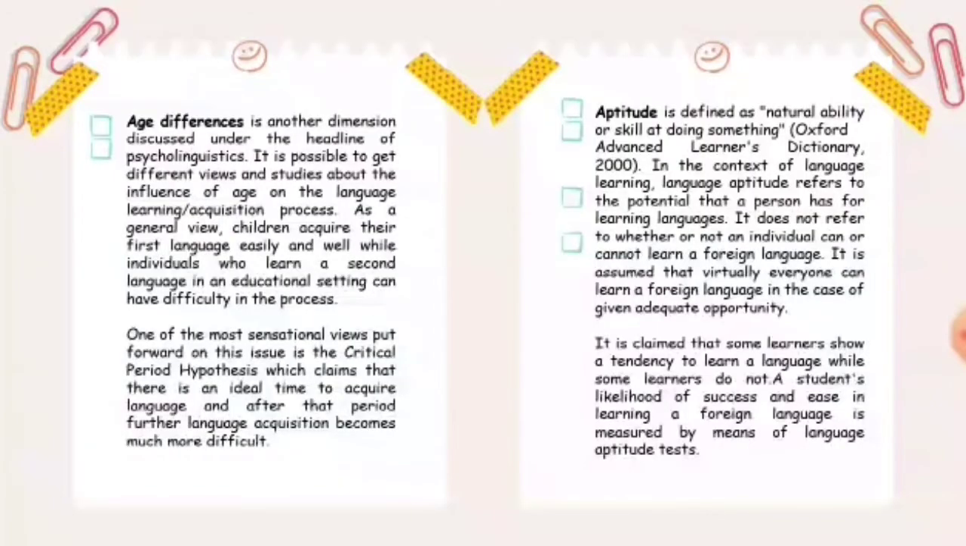So next is age differences, another dimension discussed under the heading of psycholinguistics. It is possible to get different views and studies about the influence of age on the language learning acquisition process. So the next is aptitude, which is defined as natural ability or skill at doing something. So in the context of language learning, language aptitude refers to the potential that a person has for learning language.